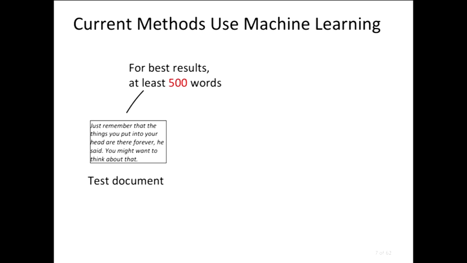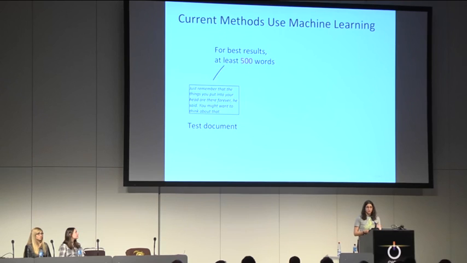So we'd extract features from this document. Now, this is a very short text snippet. For best results, we need about 500 words. And we'd ask the model who wrote it. And it would tell us that it's Cormac McCarthy, which indeed it is.